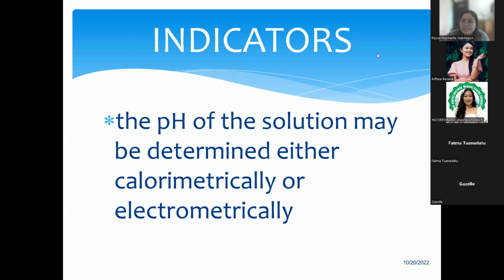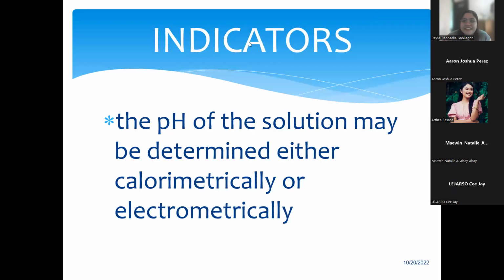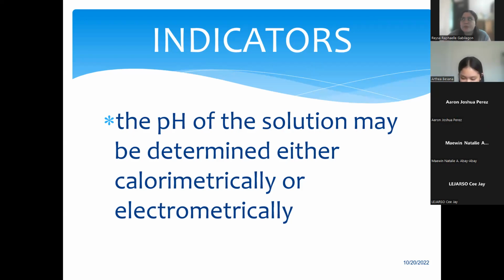So, okay. Let's talk about indicators, class. In the laboratory, we identify the acidity or basicity of a substance through a variety of methods. As I mentioned, and I'll repeat, we have the litmus paper, we have the pH meter strips, okay? And then we have the machine called the pH tester, which uses electrodes and is highly sensitive to hydrogen ions.